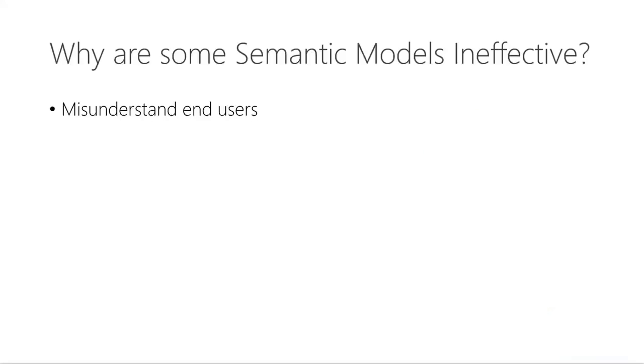So why are some semantic models ineffective? The key point here is that as developers, there are situations where we misunderstand the viewpoint of the end users. We cannot expect end users to be familiar with how we look at things. Something that might be really simple for us might not be the same for the end user. A very basic example is the camel case naming convention, the naming format.